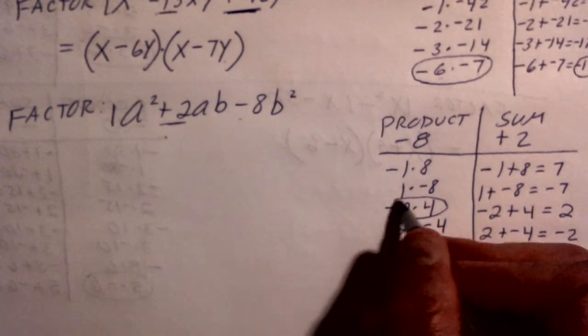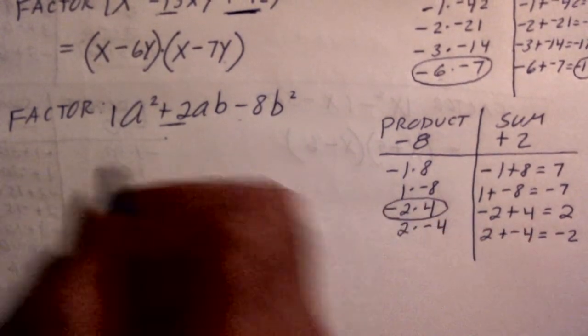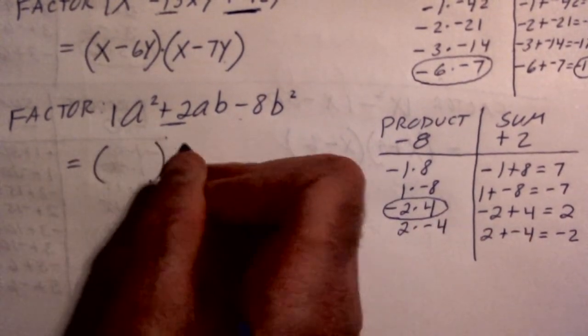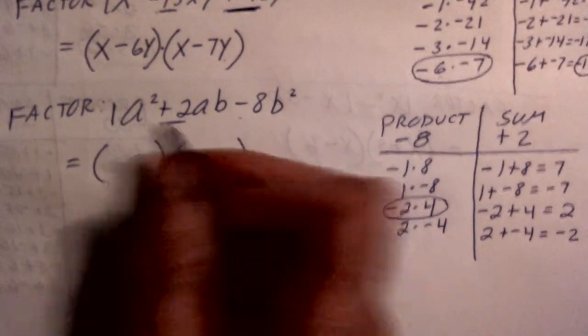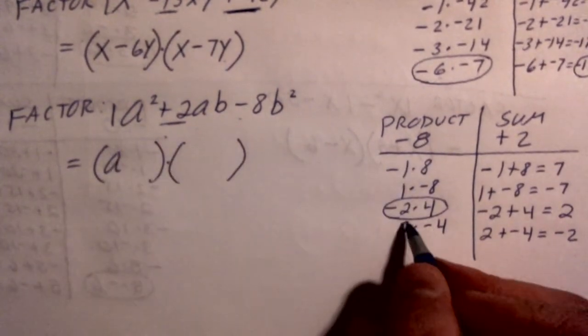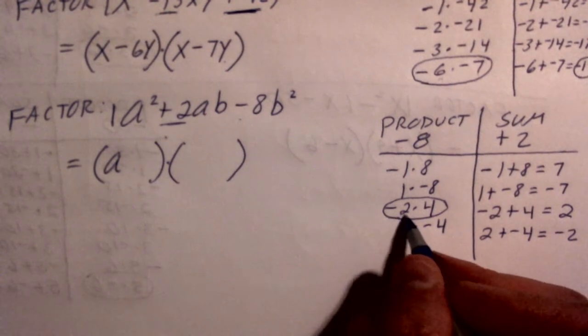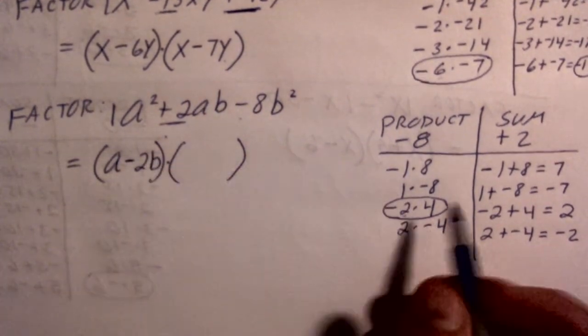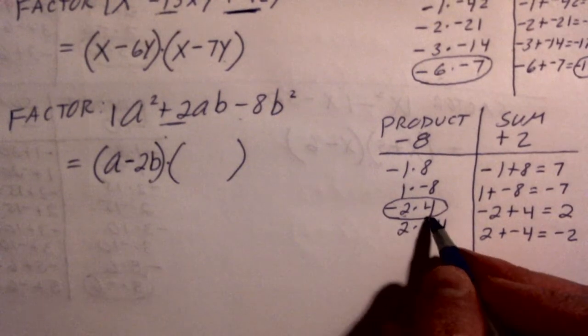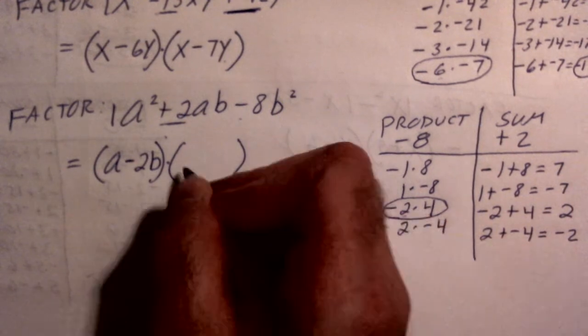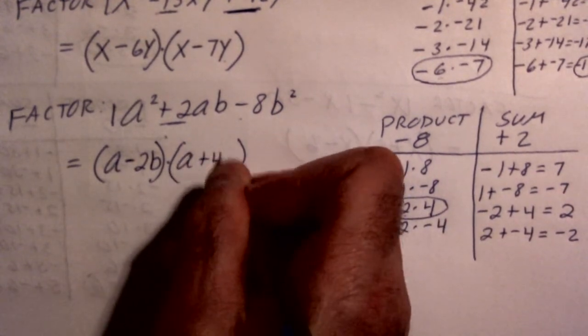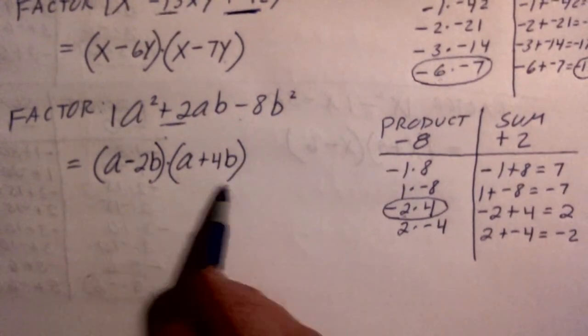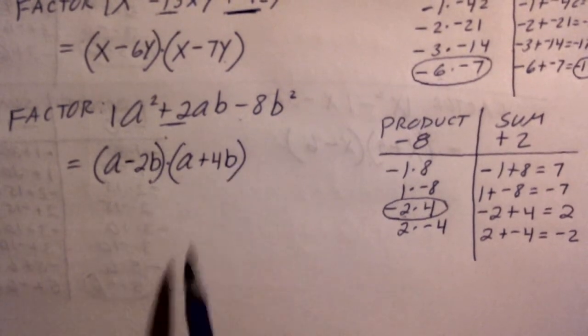2 and positive 4. Being the case, this trinomial is going to factor into the product of two binomials, which are going to have factors of a minus 2, but not just minus 2, but we have to throw in a b at the end, so minus 2b. The other factor will be a plus, not just 4, but plus 4b, a plus 4b. And we are done. This would be the factorization of that trinomial.